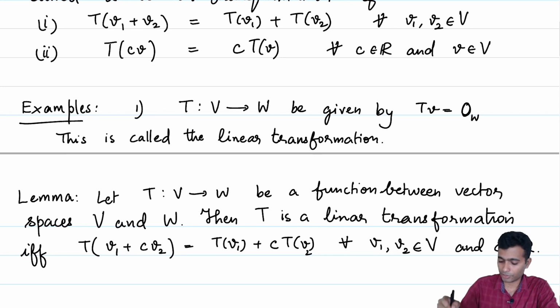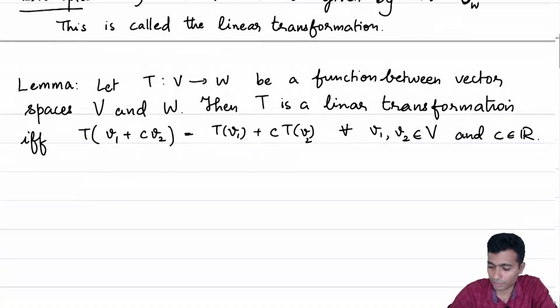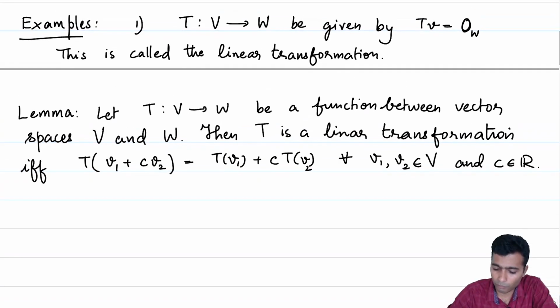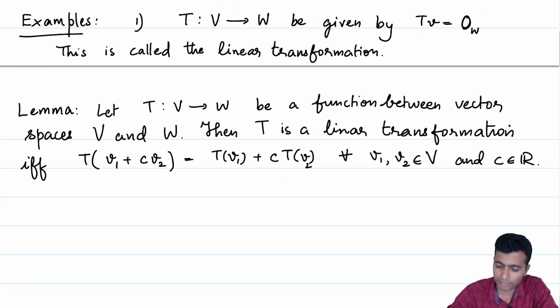If T is a linear transformation, you should show that T of V1 plus C V2 is equal to T of V1 plus C times T of V2 for all V1, V2 in V and C in R. And similarly, the converse would be if T is satisfying this, prove that these two conditions of a linear transformation are satisfied. Okay.